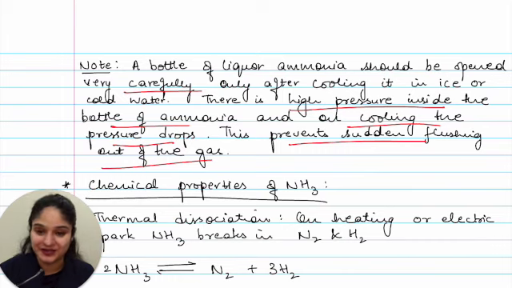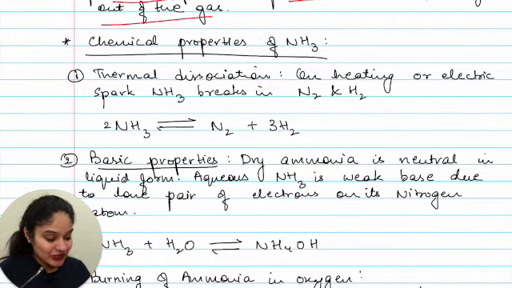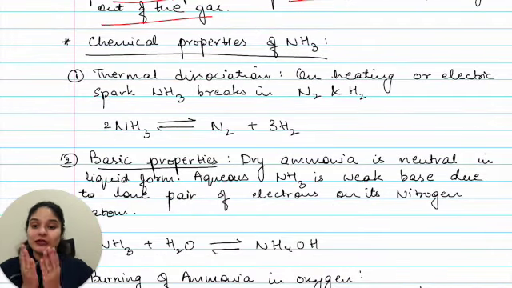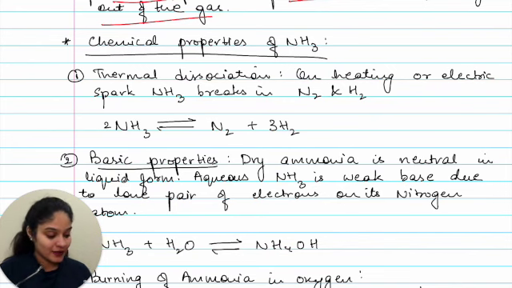Moving on to chemical properties of ammonia. The first is thermal dissociation. You heat up ammonia, you get nitrogen and hydrogen.